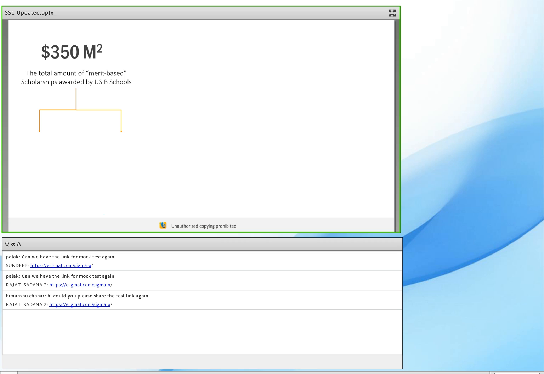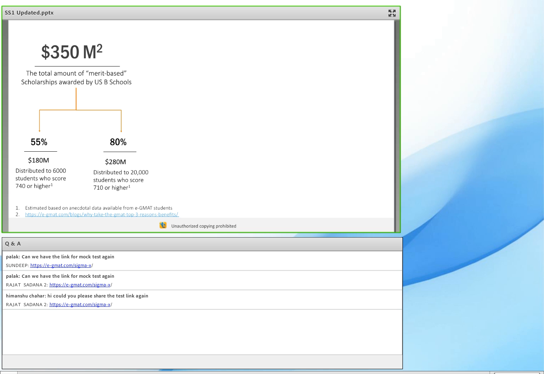Okay, out of that, about 350 million or so is what US B schools give. If you add European B schools, probably add another 30-40 million to this. What we really see is that 55% of that money goes to people who score 740 or higher, and 80% of that goes to those who score 710 or higher. So really high scorers pretty much take all the money. In many ways, what I really say is if you score low, you'd be actually subsidizing the education of people in your class who would be scoring high.